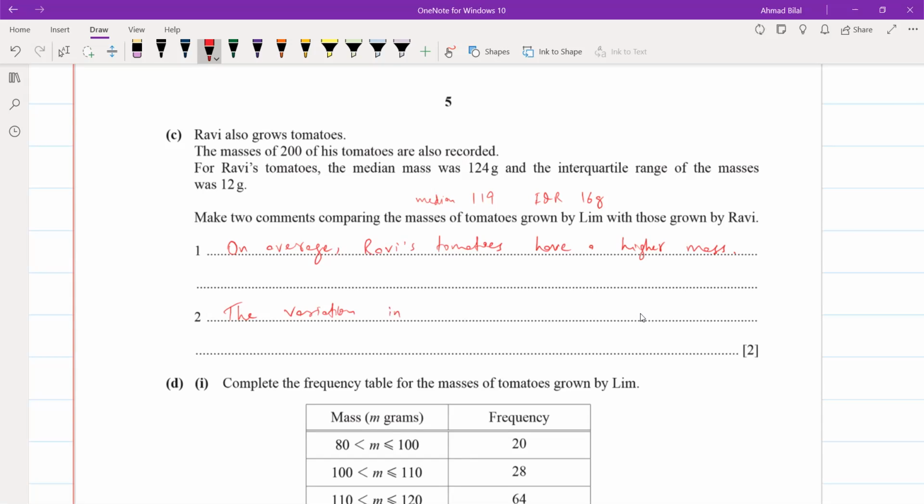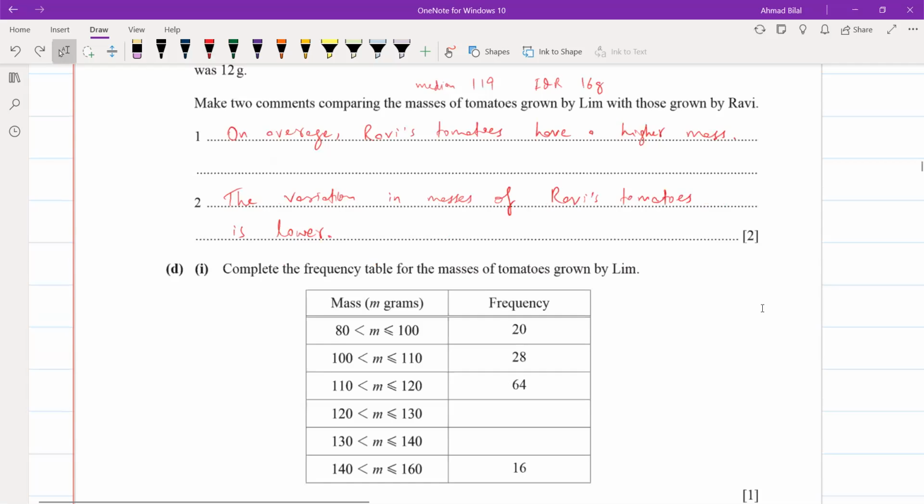So variation in masses of Ravi's tomatoes is lower. इसमें वेरिएशन कम है, ठीक है, ये ज्यादा मैसेज एक दूसरे के करीब है. जो लेम के टोमेटोज थे उसमें वेरिएशन ज्यादा थी उनके मैसेज के अंदर, that was 16 grams, so that was higher. तो मीडियन आपको बताते हैं कि ऑन एवरेज अब क्या चल रहा है, और इंटर क्वार्टाइल रेंज आपको बताती है कितनी वेरिएशन है आपके डेटा के. ओके, so that's what you write here.